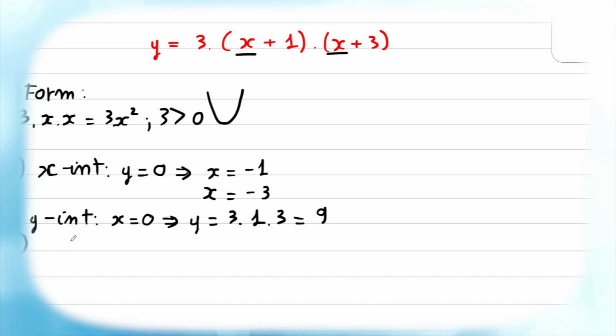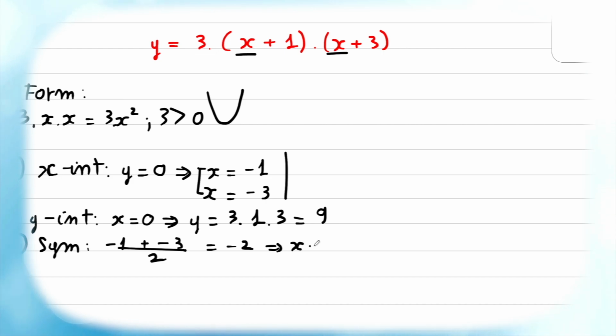About the 3 x-intercept, y-intercept, I can figure out the symmetrical line. The symmetrical line has to be the midpoint between the two x-intercepts. -1 plus -3 divided by 2, you got -2. So x equal to -2 will be the symmetrical line.